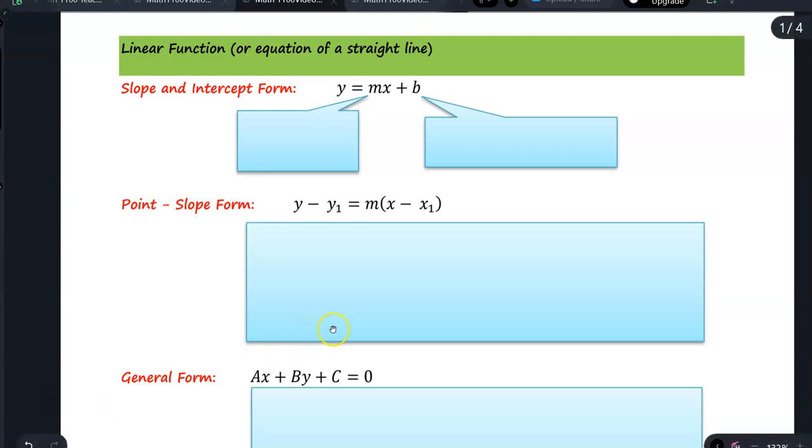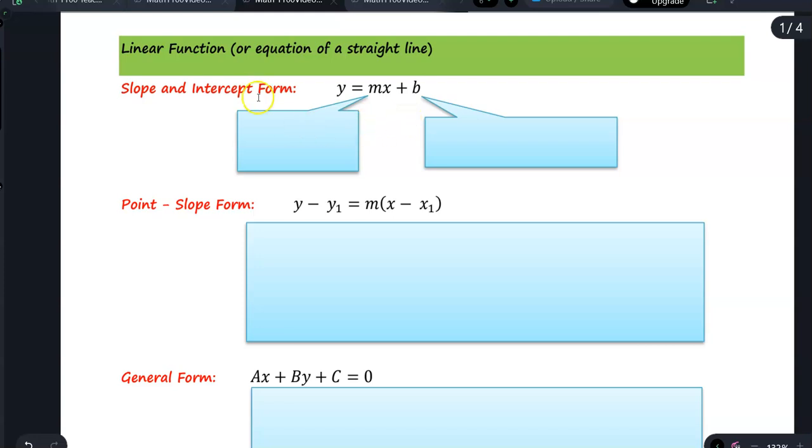Hello everyone. In this video, I would like to go over linear functions. A linear function has two variables, x and y, in an equation of a straight line. There are three forms of this linear equation. It could be in slope and intercept form, in this form, y equals mx plus b.